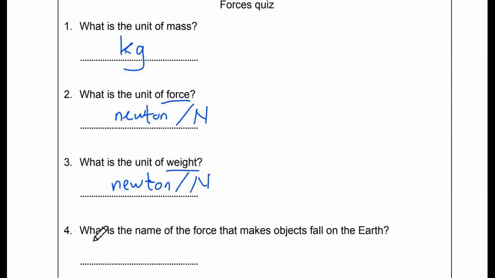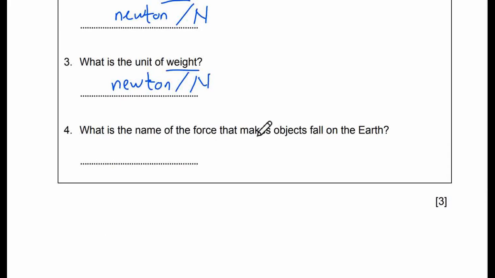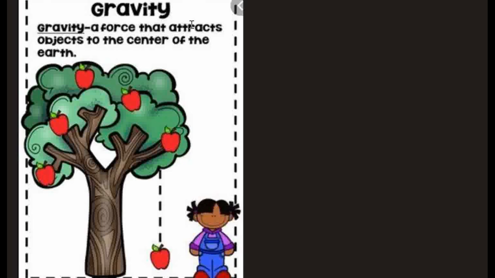Now what is the name of the force that makes objects fall on earth? Objects fall on earth because of gravity. What is gravity? Gravity is a force that attracts objects to the center of the earth. A famous example is the apple. An apple will fall down to the ground because there's a gravity pull from the center of the earth.